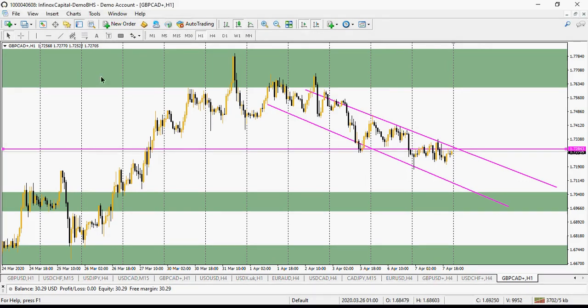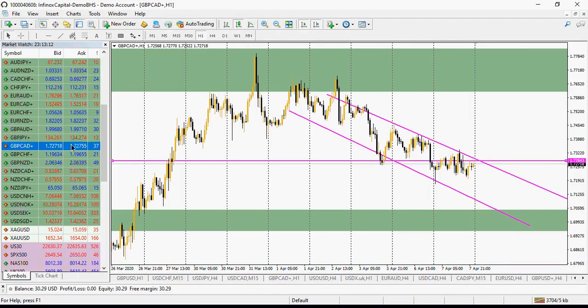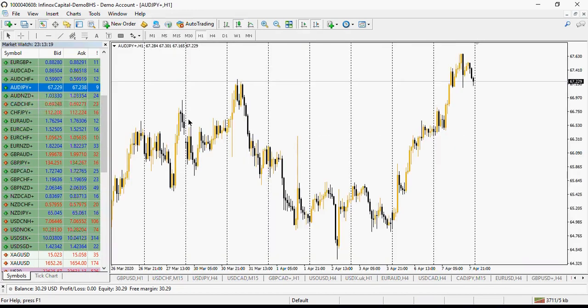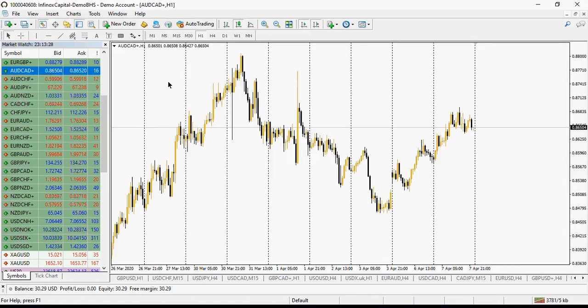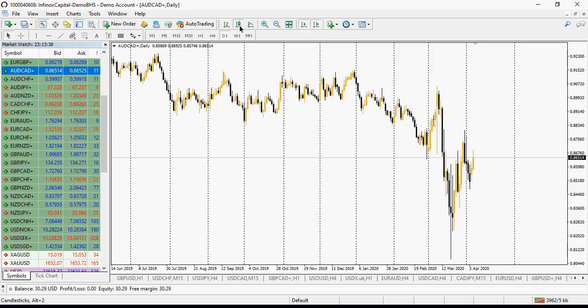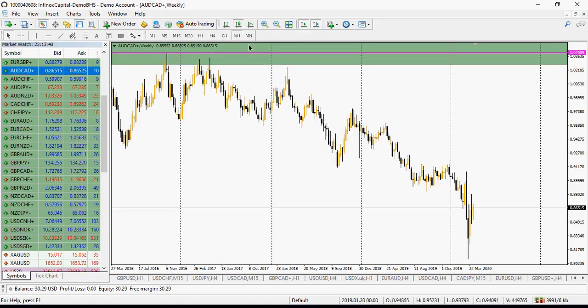Now let's look for that channel. Let's look for that example in the market. Let me see if you can see something here. Okay, beautiful. I can actually do something here. Now this is the daily time frame.